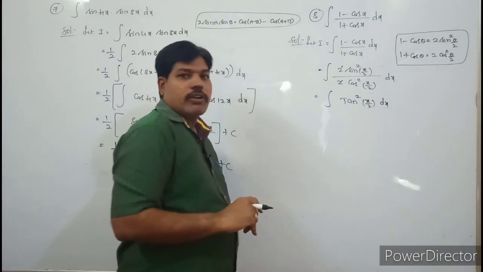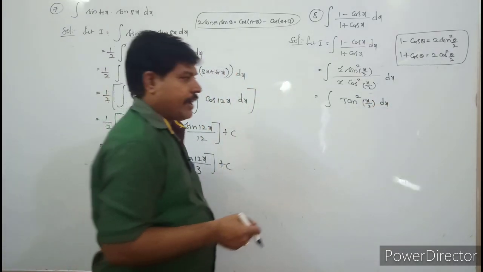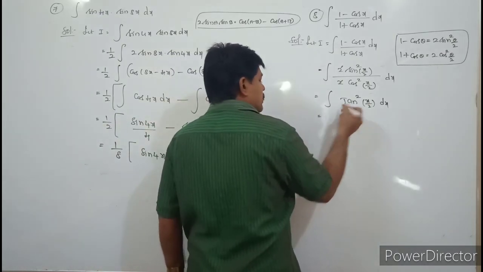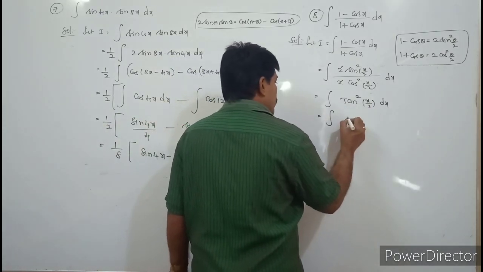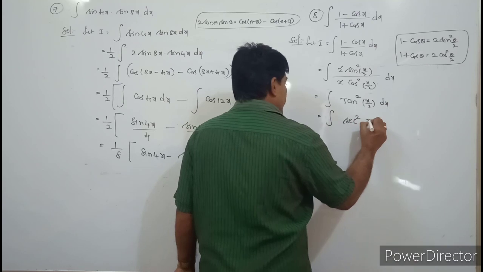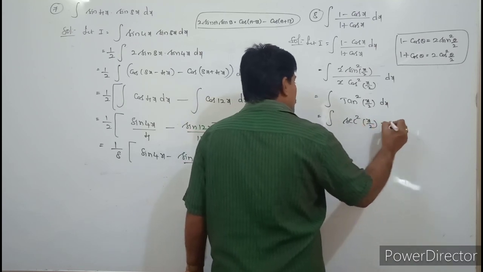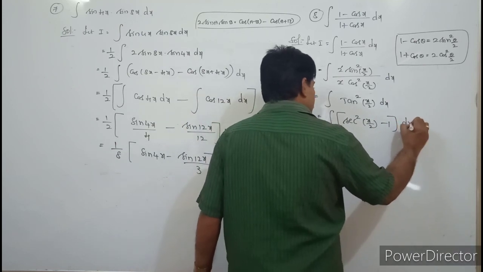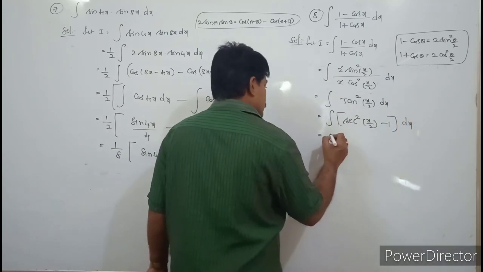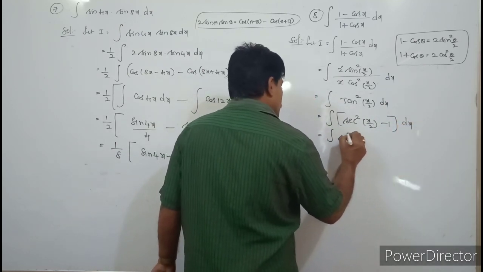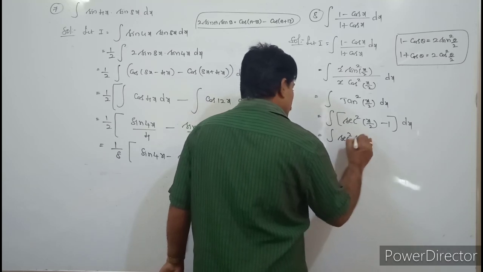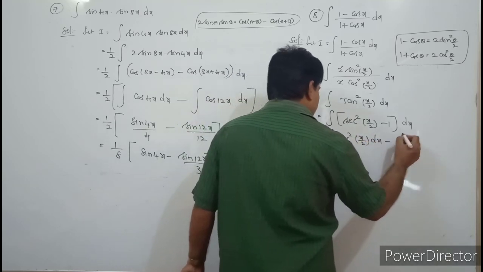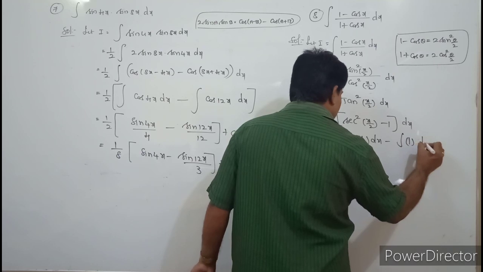So I already told you that you don't have the tan square x formula directly. So you have to convert tan square x into the form of secant square x by 2 minus 1 into dx. So separate the terms here, students: integral of secant square x by 2 into dx minus integral of 1 into dx.